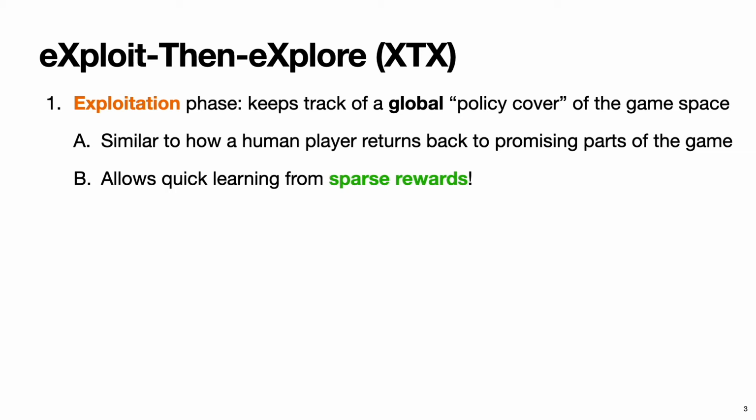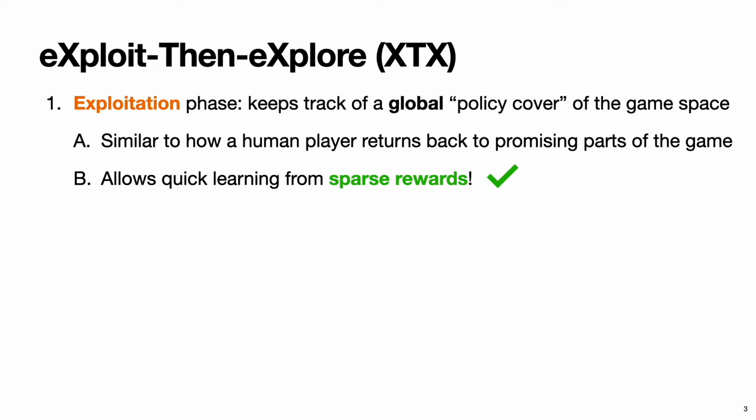To tackle these challenges, we propose the exploit then explore algorithm, or XTX. XTX consists of two phases. The first phase is the exploitation phase, where the algorithm keeps track of a global policy cover of the game space that the agent is guided towards. This is similar to how a human player might decide to return back to certain promising parts of the game it has seen before. This phase tackles the sparse reward challenge by quickly learning from only a few rewarding trajectories and bridging these sparse reward regions through memorization.